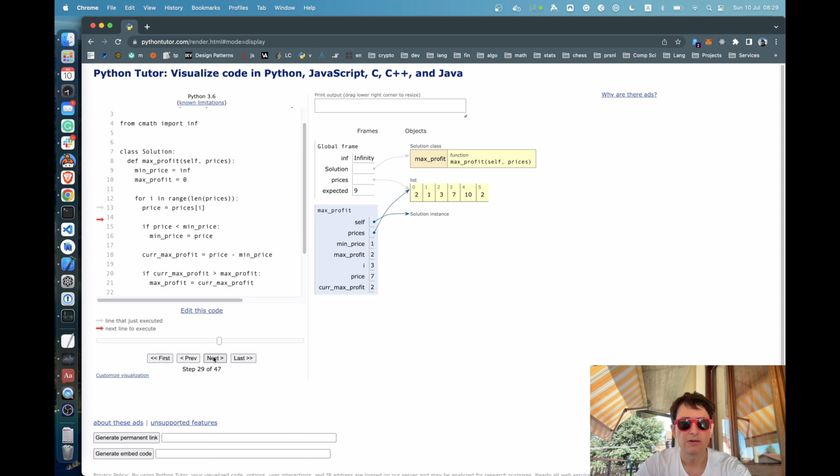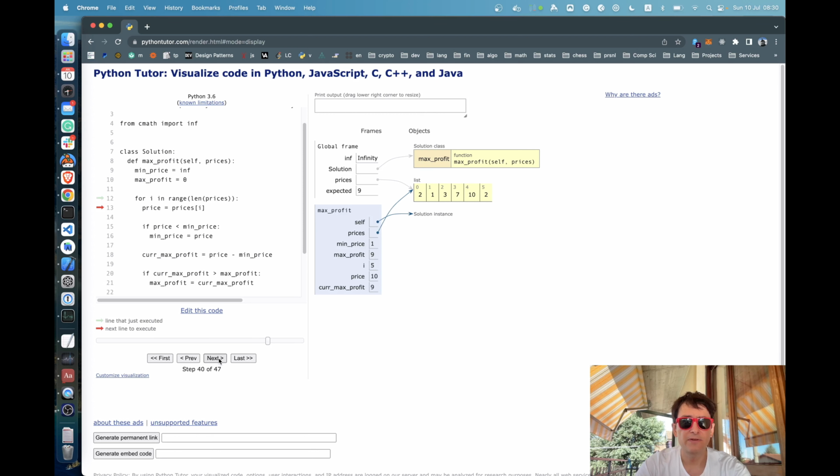Okay, the next price is 7, and we also will update the max profit. Now we have current max profit 6, and it is greater than max profit 2, so we update it. Okay. The next price is 10, and the difference will also be greater than the max profit. So it is 9, and we update it. Now max profit is 9.